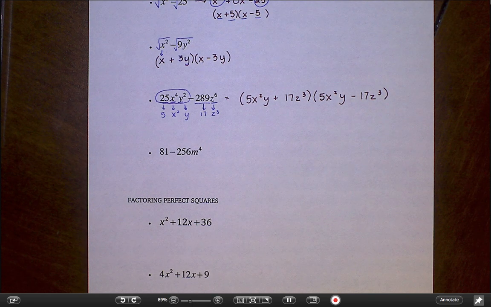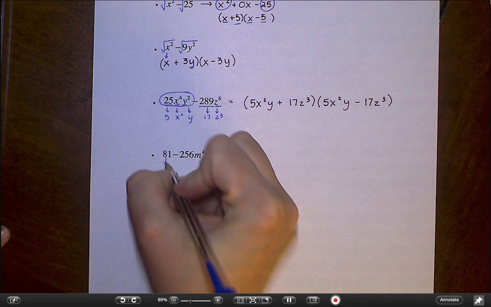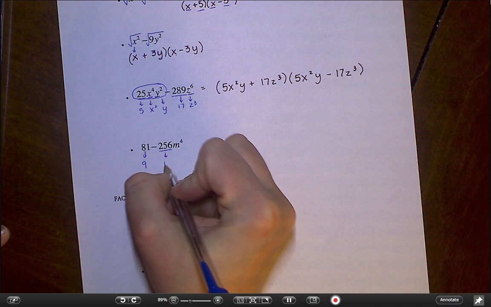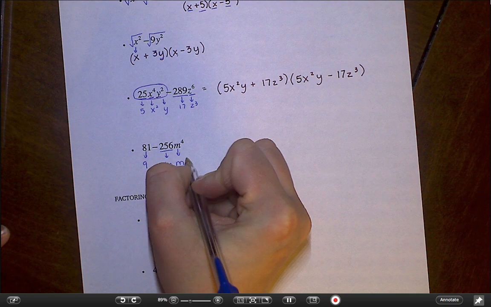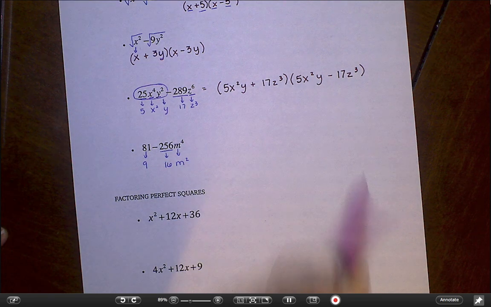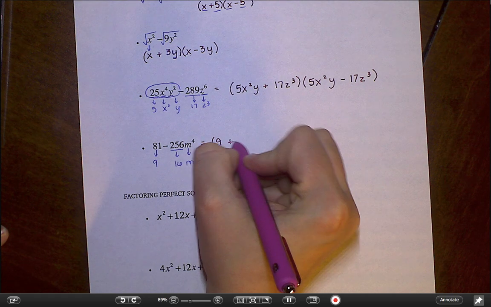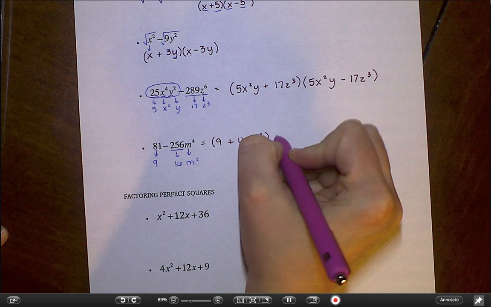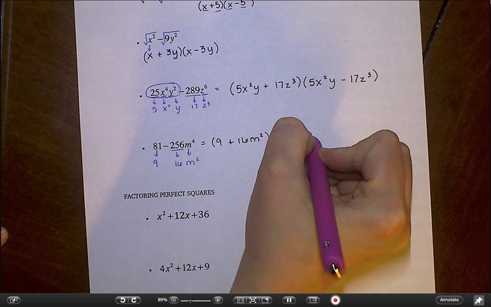All right, so let's try that last one. 81 minus 256m to the fourth. So once again, 81 can be square rooted. That becomes a 9. 256, square root of that is 16. And then m to the fourth, when you take a square root, is m squared. Okay. So here I'm going to end up with 9 plus 16m squared, and then 9 minus 16m squared.